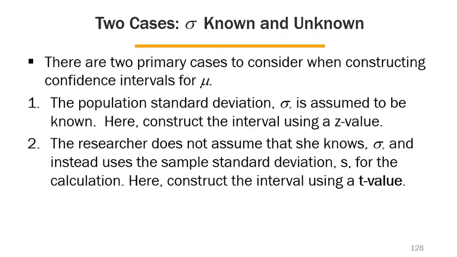So here, there are two primary cases to consider when constructing confidence intervals for mu. And those cases are, one, that we know the population standard deviation, so sigma is known. We assume that we know it. So in this case, we construct the interval using a z value. The other case here is the researcher does not assume that she knows what sigma is. Right? Instead, we use the sample standard deviation, so s, to make this calculation. And here the interval is constructed using what is called a t-value. So the difference here primarily is that we're either going to use a z or a t-value in constructing the interval.